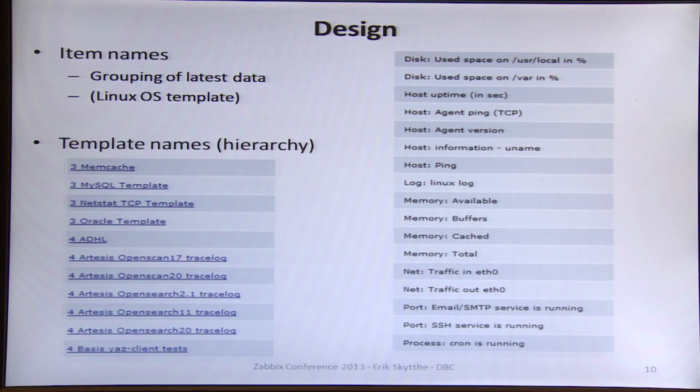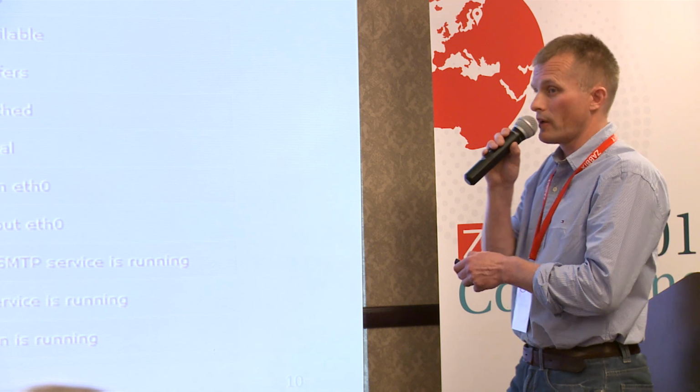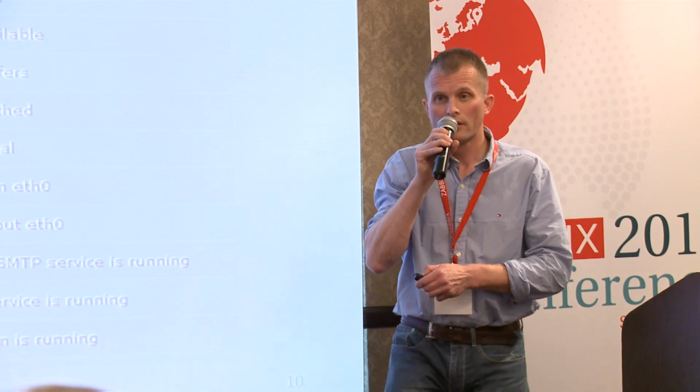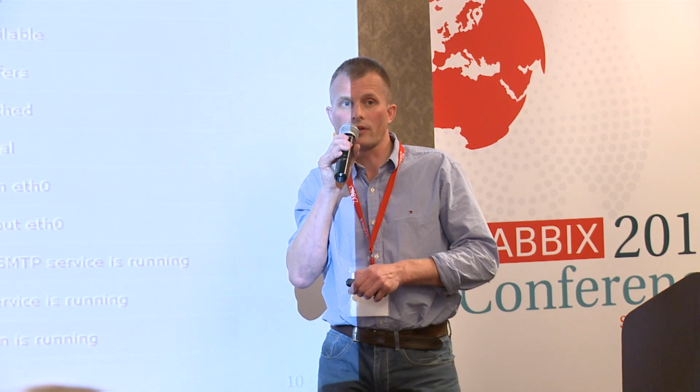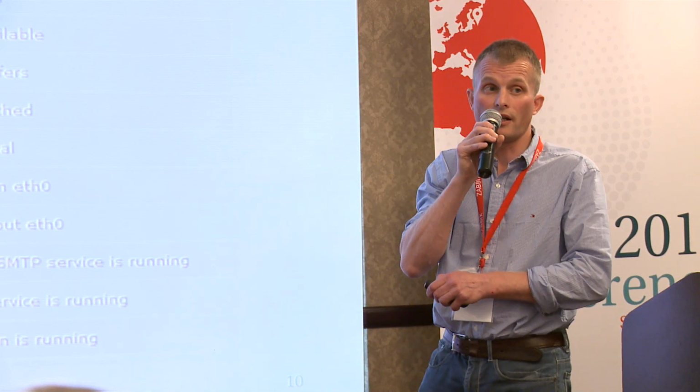Yep, here I show how I'm using item names also. So that's OS monitoring, and that's the latest data I'm seeing here. I used what you could call the subsystem again. I divided into disk, host, log, memory, port, processes. In this way, it's grouped already when you go in and look at lots of data. It's rather fast to get an overview.